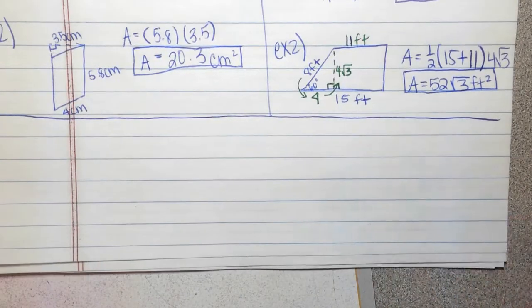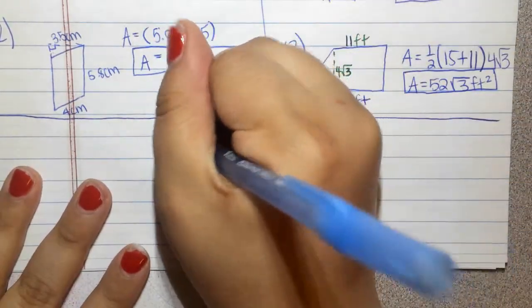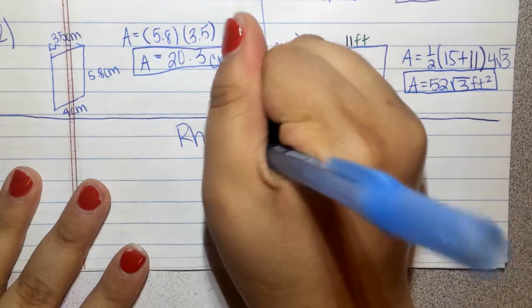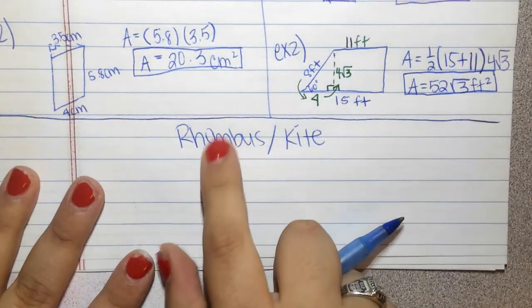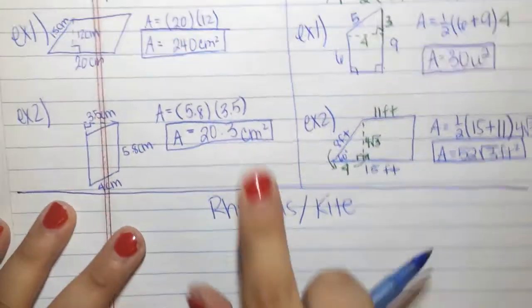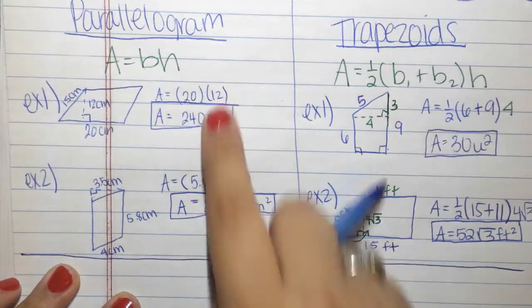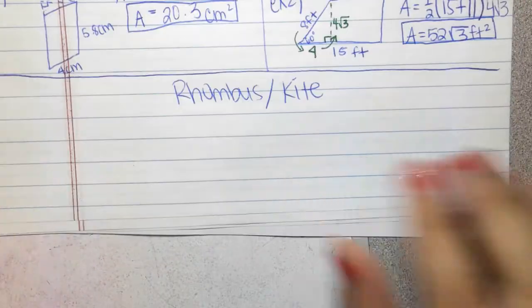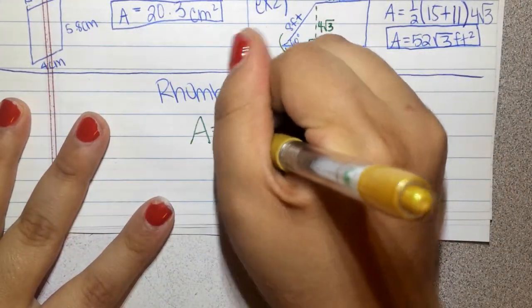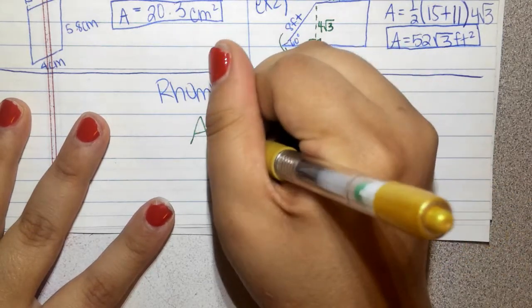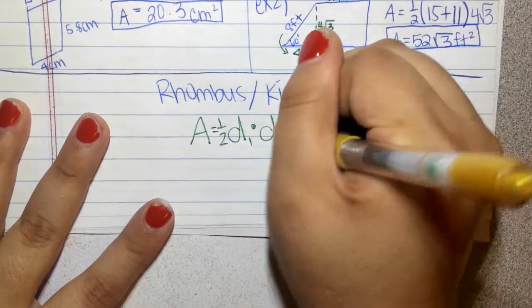Alright, last thing for quadrilaterals is a rhombus slash kite. Now something to remember about a rhombus is it's still a parallelogram. So you could still do this with a rhombus, but sometimes it's going to be easier to do 1/2 diagonal times diagonal.